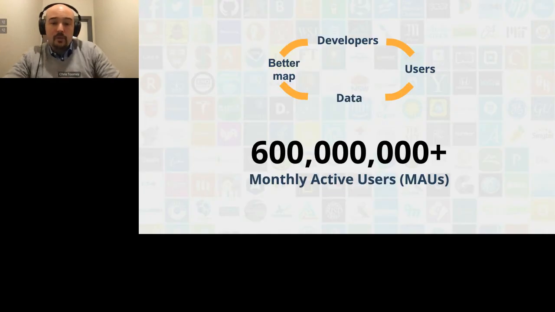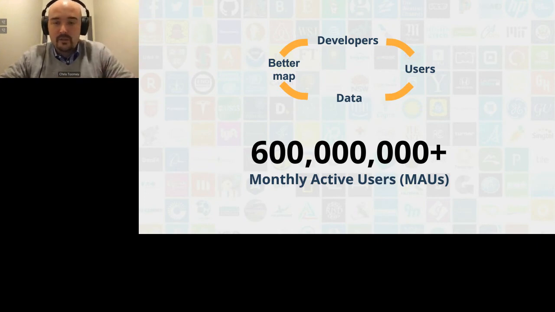And this all comes from you. We mentioned the 600 million monthly active users. The idea is that as you start using our services or start consuming data or start integrating Mapbox with your own applications, that generates a better map, which helps you get connected to more developers, which helps you reach more users, which then generates better data. So this live flywheel is really here to help you and help your customers succeed.